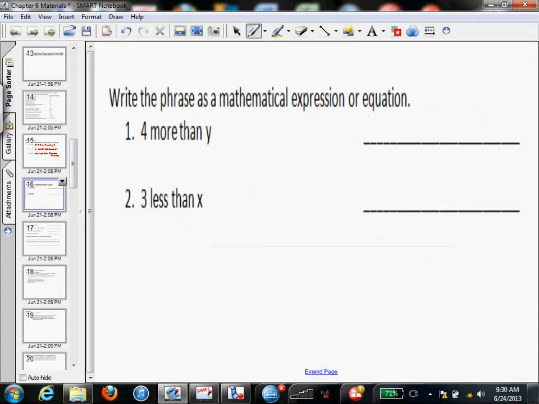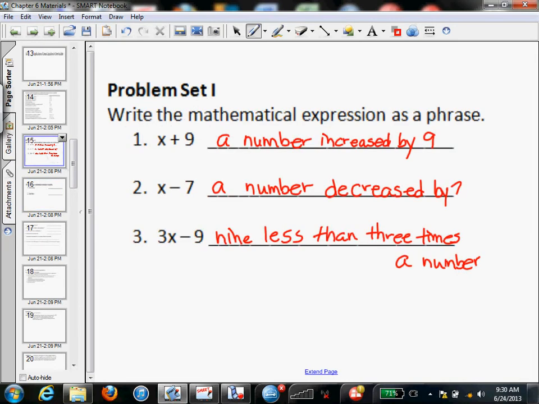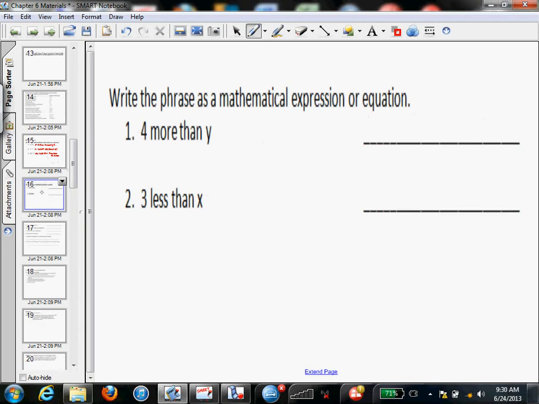Okay, and in this next set of problems, what you're going to see is we have a phrase and we have to make a mathematical expression or equation out of it. So for this first one, we have 4 more than y. What that's going to say is that we're going to have addition because we have more than, and they give us our variable as y. So we're going to say 4 more than, we're adding, our variable, y.